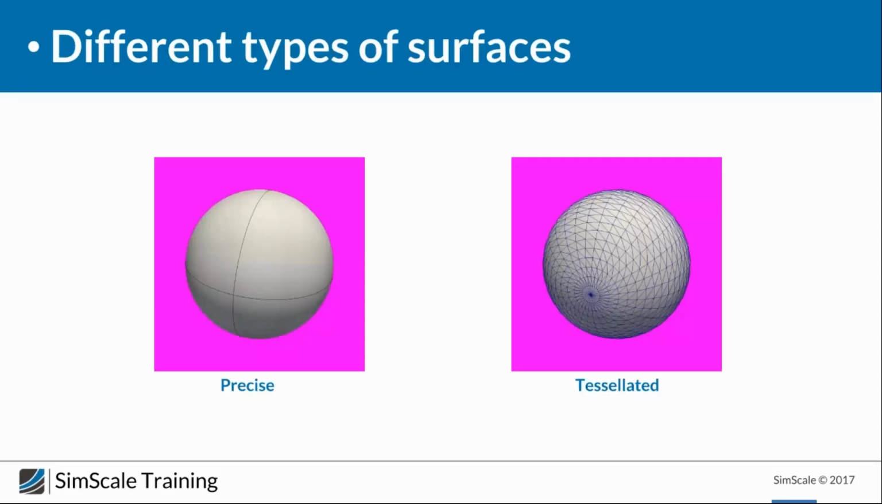All right, so first of all, let's talk about two different things that we usually face when we talk about 3D modeling. First of all, it's the precise surface. And the second thing is the tessellated surface. In the next slides, we're going to discover what the difference between these two surfaces is and what the advantages and disadvantages of each category of surfaces are.